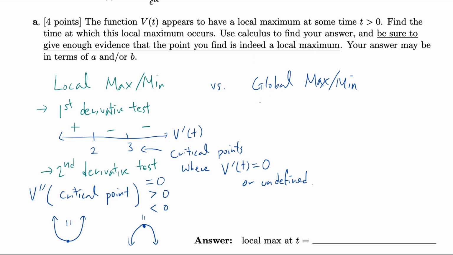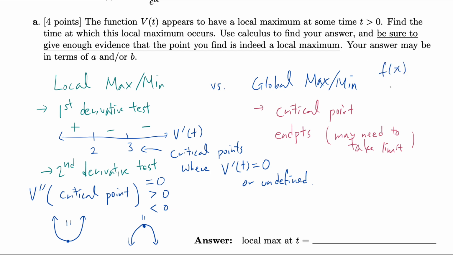For global max or min, the technique is very different. Here what you do is you look at the critical points, and for endpoints, depending on whether the endpoint is included or not, or you have plus or minus infinity, maybe you have to take the limit. For global max and min, remember the question is always phrased like this: you have some f of x, some function, on some interval, maybe like 1 to infinity, and you are trying to find global max and min.